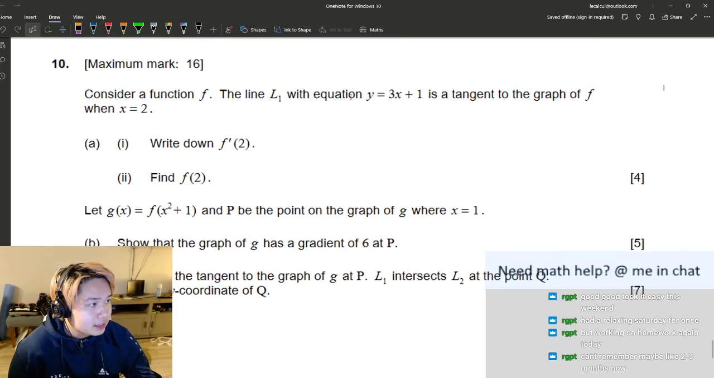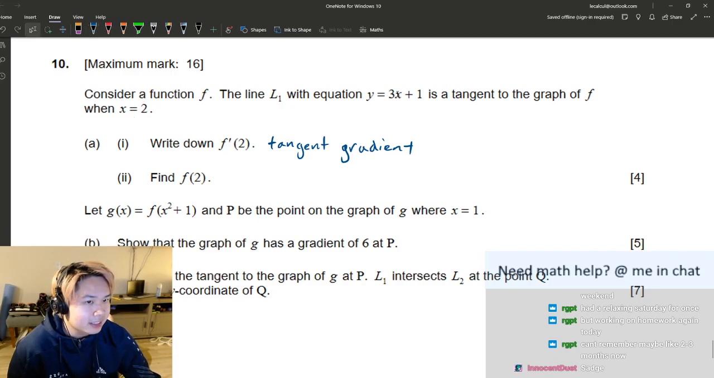And then this is the equation of the line, and this line is the tangent line to the graph of f at x equals 2. Okay, find the derivative of f at 2. So this is the tangent slope, or tangent gradient. And since we have the equation of the tangent line, it's very easy to find out what the gradient is. It's 3.